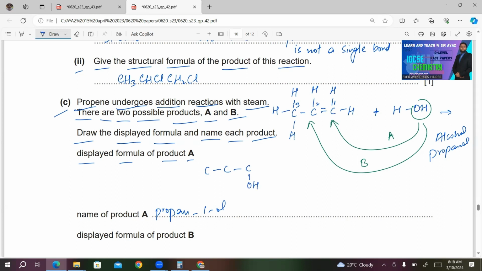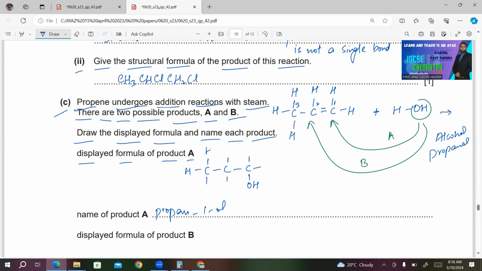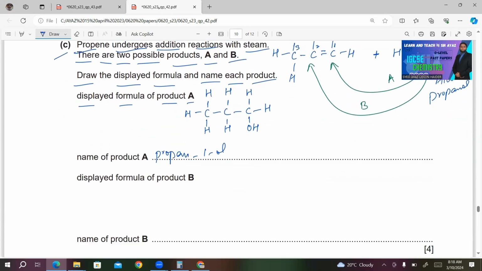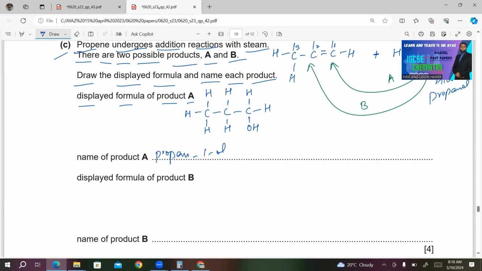Attaching OH. This will be the final formula for propan-1-ol. What about the displayed formula of structure B? In structure B, OH will be attached to the second carbon. So we'll get propan-2-ol.